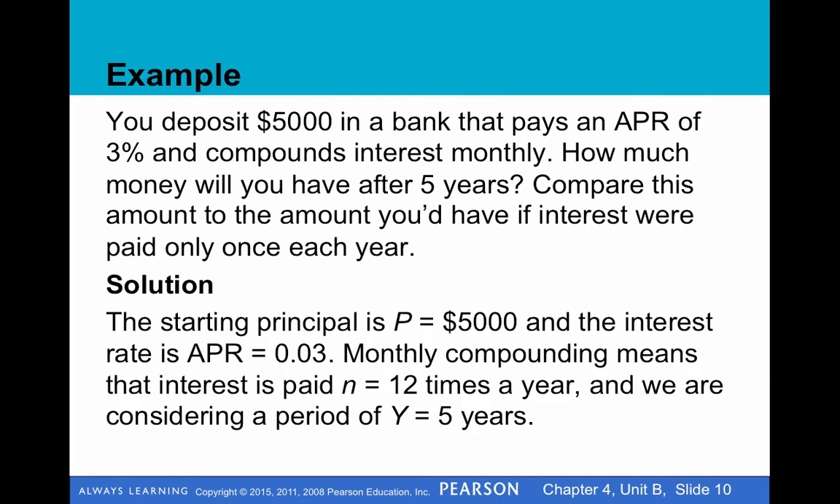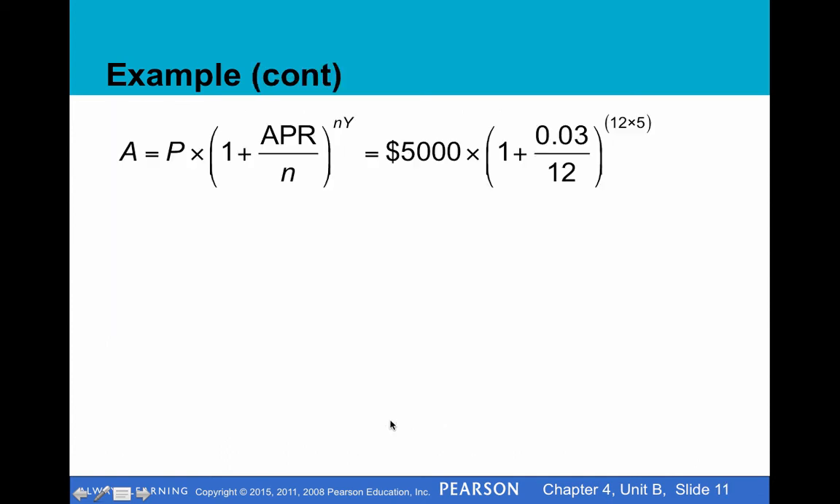So the starting principal is 5,000. The interest rate is 0.03. Remember, you have to convert these percents into a decimal. Monthly compounding means that interest is paid 12 times a year, so n equals 12, and we're compounding over a period of 5 years. So let's follow the formula.